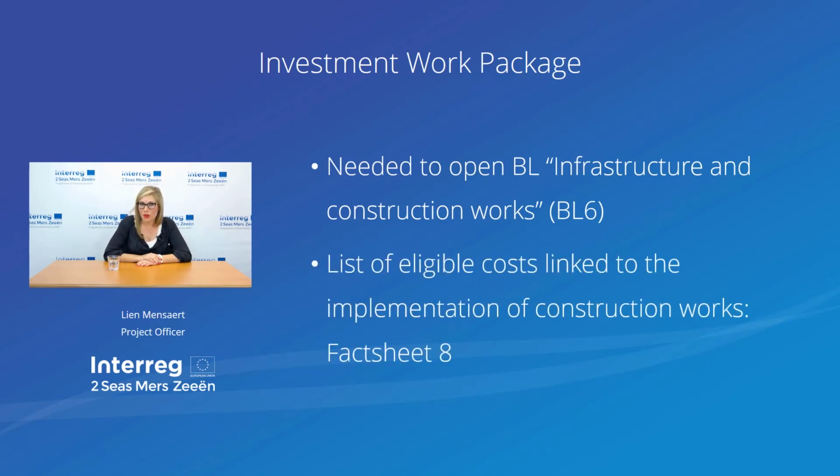A list of eligible costs linked to the implementation of the construction works can be found in fact sheet 8. So I do advise you to have a look at this list and to make sure to know when you will have to put the type of output and deliverables in an investment work package, or when it can be considered as a generic work package. A project can have from 1 to 3 investment work packages, and that all has to do with the nature of the output that the work package is related to.